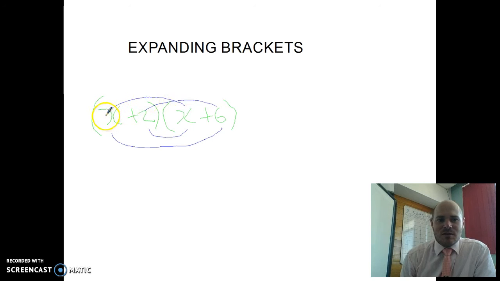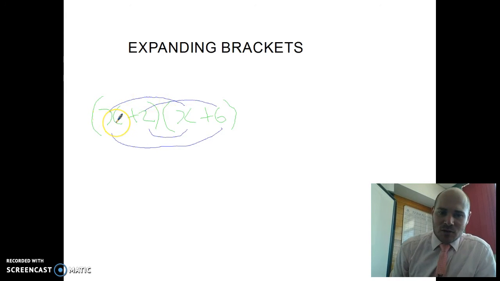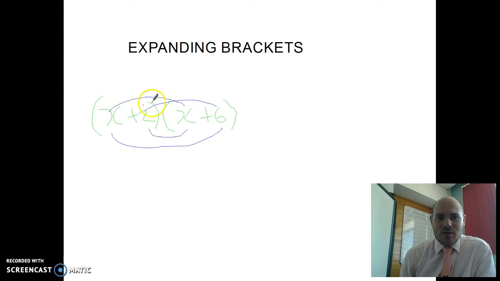So what these lines mean is that everything outside the brackets applies to everything inside the brackets, so I need to do x times the x and x times the 6 and 2 times the x and 2 times the 6. So those lines basically mean I've got to multiply those ones. So x times x, I get x squared. I'll do this one first, second, third, fourth. Second one, x times 6 is 6x. Third one, 2 times x is 2x. Fourth one, 2 times 6 becomes 12.